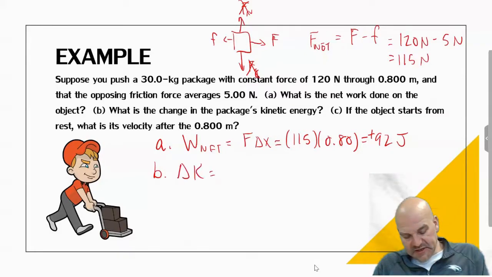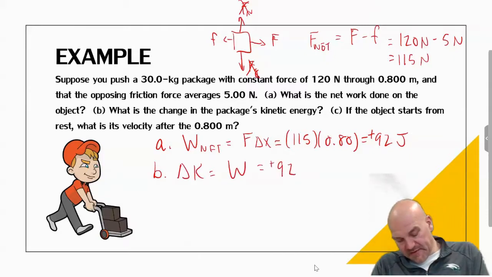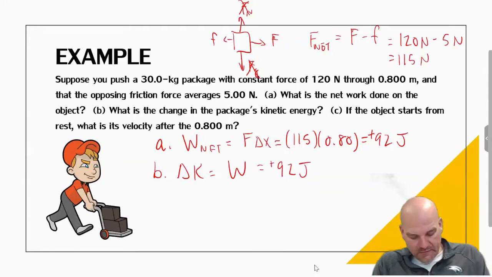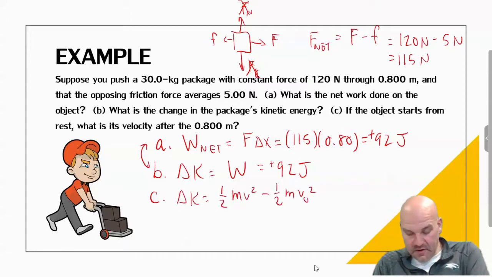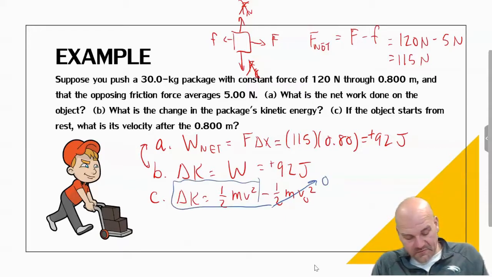Now, what is the change in the kinetic energy? Well, we apply our work-energy theorem, and that's going to be positive 92 joules. Oftentimes, if a question is set up like this, those two will be the same number. Now part C, we're going to find the speed of the object if it starts from rest. So delta K is equal to 1/2 mv squared minus 1/2 m v initial squared. Well, v initial is 0, so it makes that whole term 0. And so all I'm going to do is solve this for v.